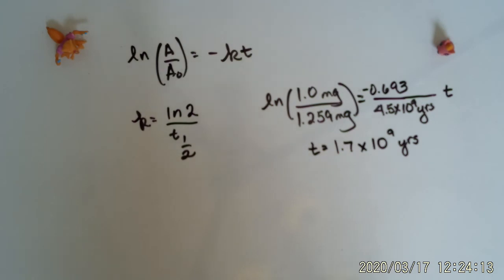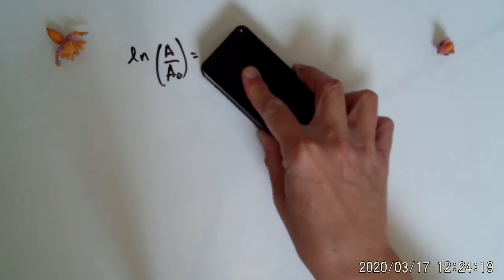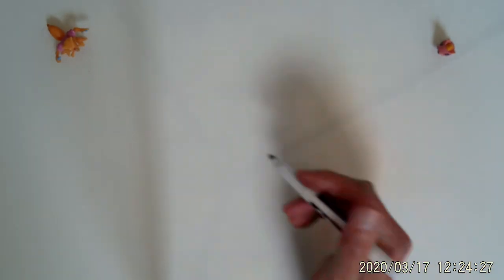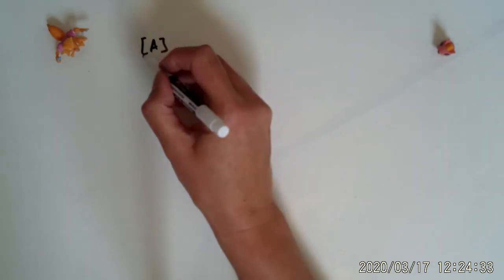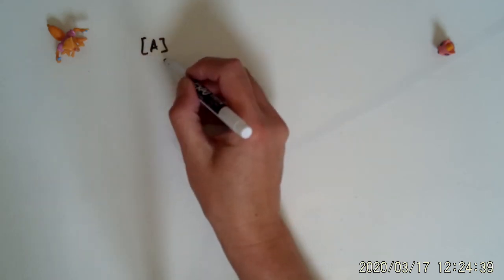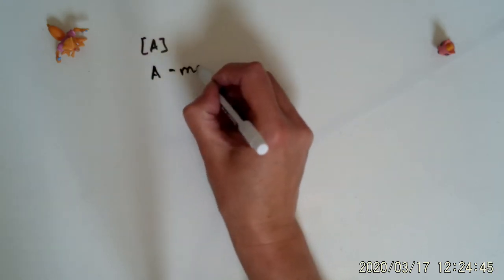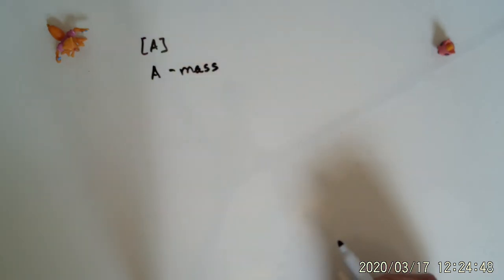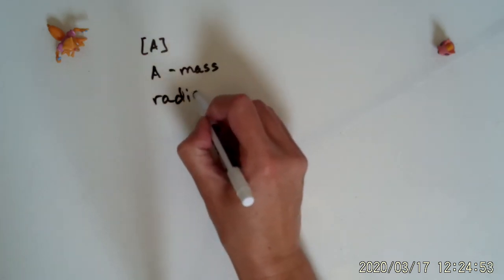Now before I continue on to the next topic, let's talk about A and A naught. Normally when we talked about using the first order integrated rate law, we use the concentration of A and the concentration of A naught. But since we're talking about solids typically for radioactivity, the volume and concentration are the same, so we can just use the mass. But another thing that's directly related is radioactivity. So what are the units for radioactivity?